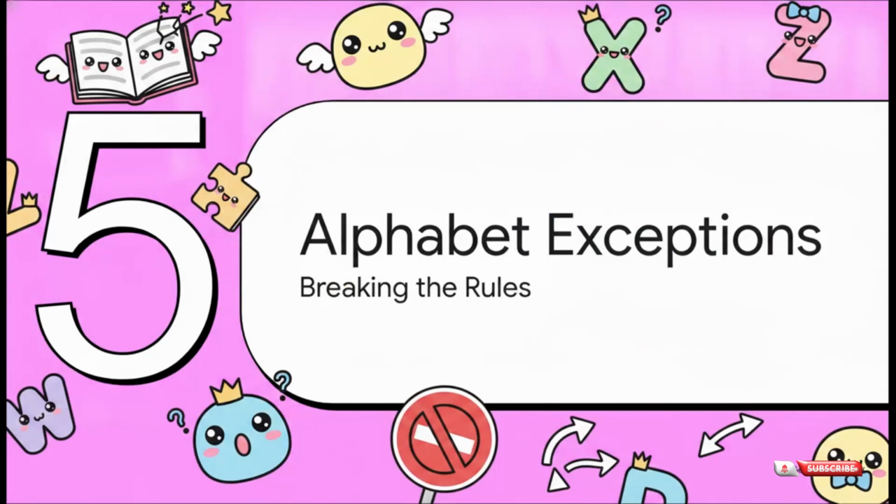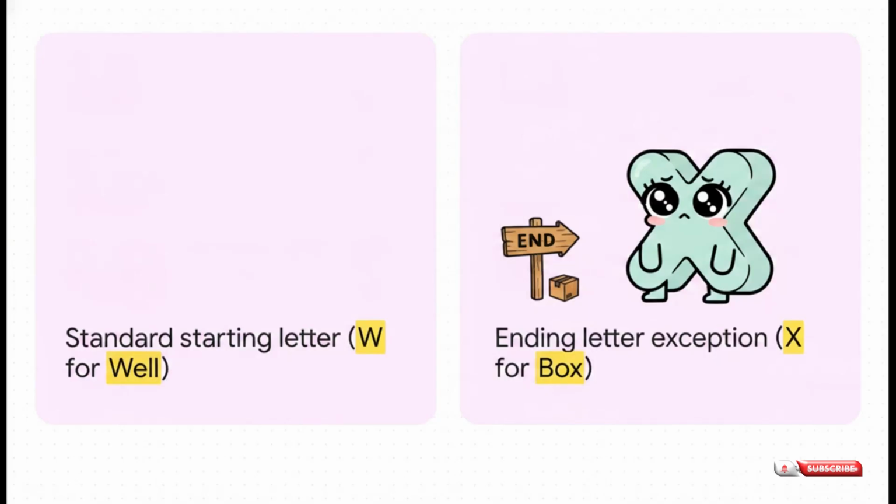Finally, let's look at what happens when we reach the end of the alphabet, where things get a little tricky and the rules have to be broken. Up until now, the standard phonetic rule has been pretty strict. The letter dictates the starting sound of the word, like W for well.